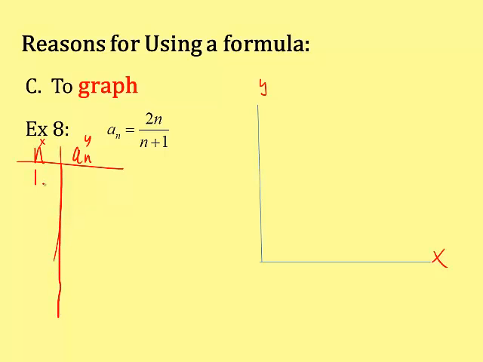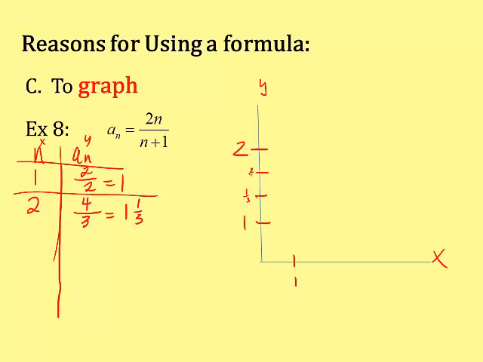If I put in a 1 for n, plug it into the equation. 2 times 1 is 2 over 1 plus 1 is 2, which is 1. So where x is 1, y is 1. Okay? Where n is 2, well, 2 times 2 is 4 over 2 plus 1 is 3. That's 1 and 1/3. Hopefully you know that. So if this is 2, this is 1/3, 2/3, 3/3, okay? So 1 and 1/3 is where x is 2, right there.